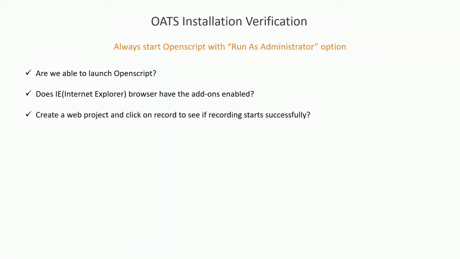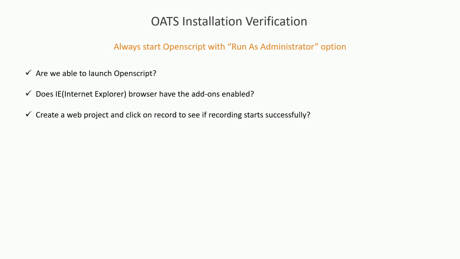OATS is installed, we would like to see if OATS has installed properly or not. So these are the three basic things that we will look at. That is, are we able to launch OpenScript? In the Internet Explorer, we should be able to see if the OATS related add-ons have been installed and available and also are enabled or not.